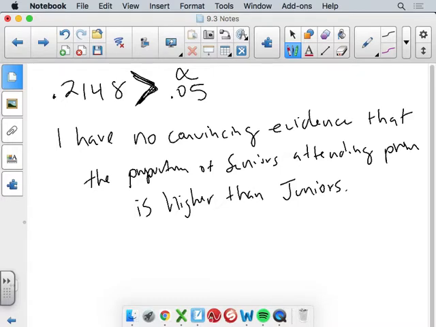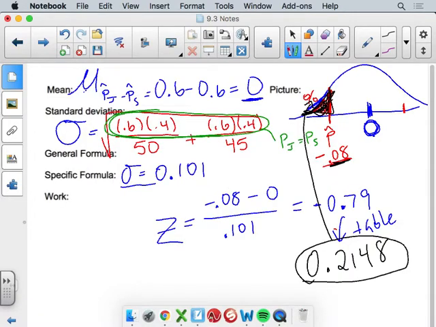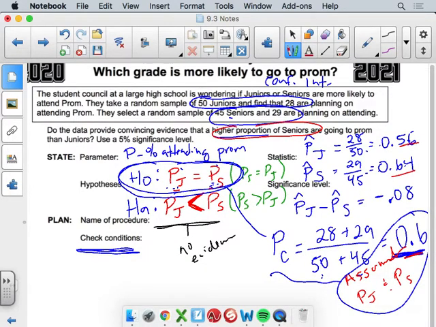So that's like saying me flipping a coin 100 times, I could get 55% heads. That could happen by chance alone. So that's like this: I had no convincing evidence. This was just random chance that seniors were that much higher than juniors. That's all that means.